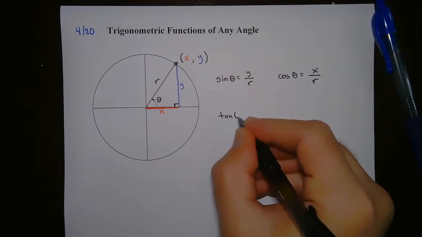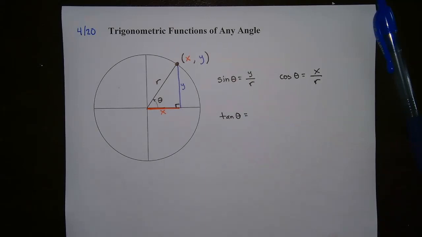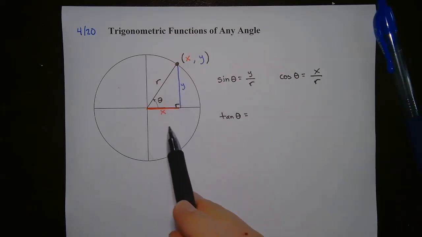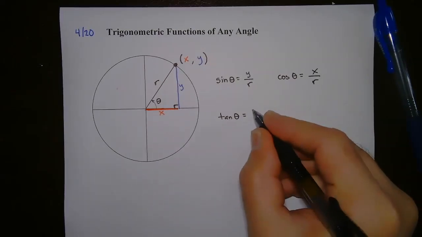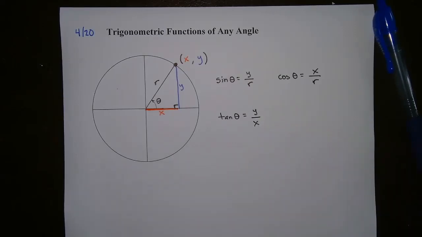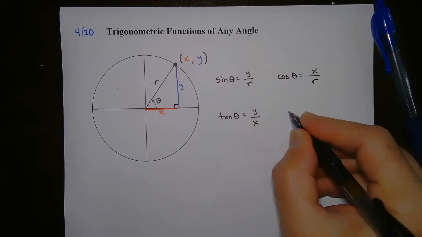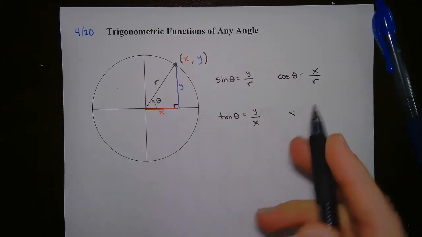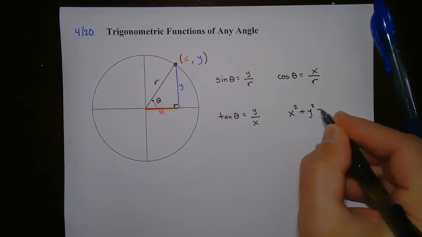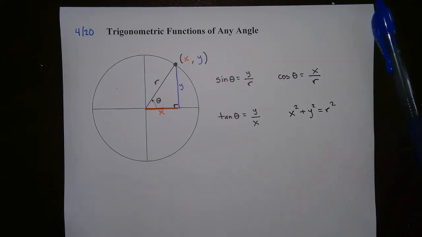Tan theta changes on us too. Tan theta in this circle idea is the opposite leg over the adjacent leg. The opposite leg is your y, and the adjacent leg is your x, so tan theta becomes y over x. These are three new ways of looking at sine theta, cosine theta, and tan theta. And if we're only given two of these, we can find the third one because we can still use the Pythagorean theorem: x squared plus y squared equals r squared, because it's a right triangle. We formed a right triangle by using the x and the y coordinate.